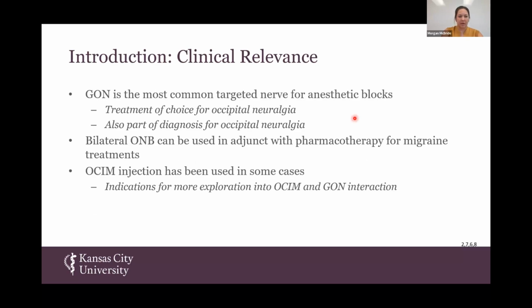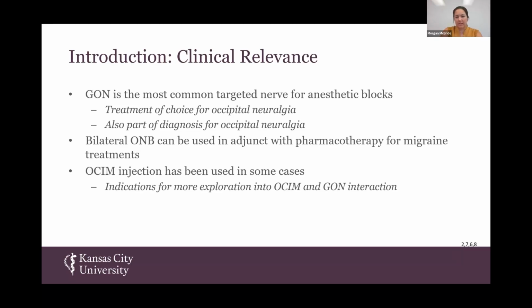Like I said, greater occipital nerve block is used to help diagnose this. So it's therapeutic as well as diagnostic. Usually an anesthetic along with a glucocorticoid is given. There was a study of 44 patients given lidocaine or bupivacaine, as well as dexamethasone, and this had a 95% success rate in treating these patients. Bilateral occipital nerve block can also be used in adjunct with pharmacotherapy for migraine treatments.